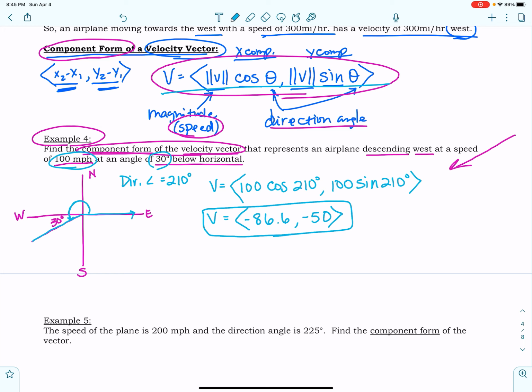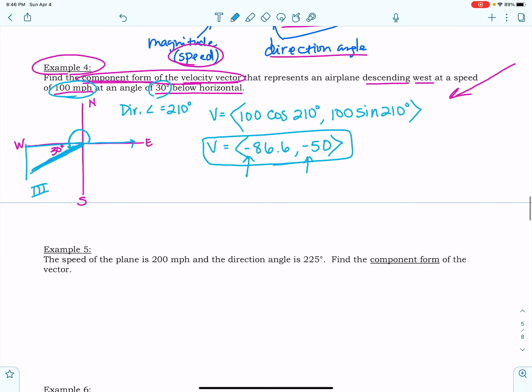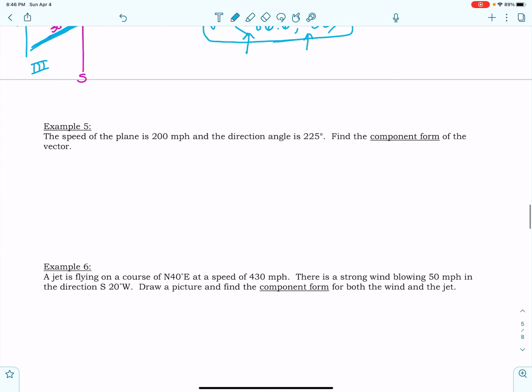I want you to notice that this vector is in quadrant 3. So it makes perfect sense that I have a negative for both my x component and my y component. These values represent moving from the origin left 86.6 and down 50. That is what we're finding. So don't freak out. See, it's not horrible. All right, let's look at example 5.